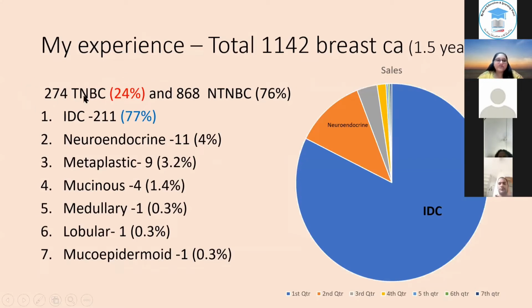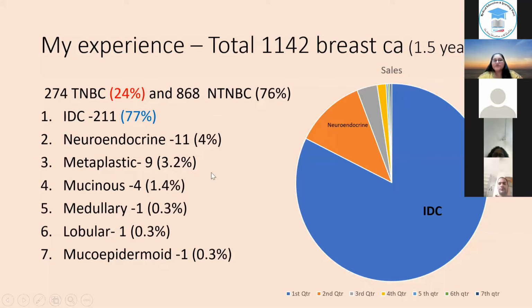And out of these 274 TNBCs, I found that IDC corresponded to 211 cases. That corresponds to 77%, as compared to the 88% mentioned earlier. So this also varies a bit. The second most common was neuroendocrine, at 4%. The third most common was metaplastic carcinoma, and SCC was in that. Then mucinous carcinoma, however, mucinous carcinomas are not many. That is a very small percentage. Then medullary carcinoma, lobular and mucoepidermoid carcinomas.